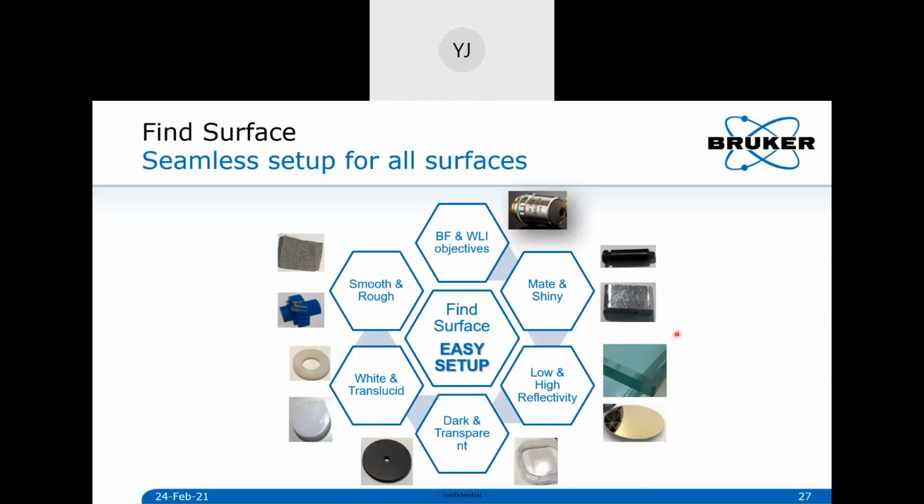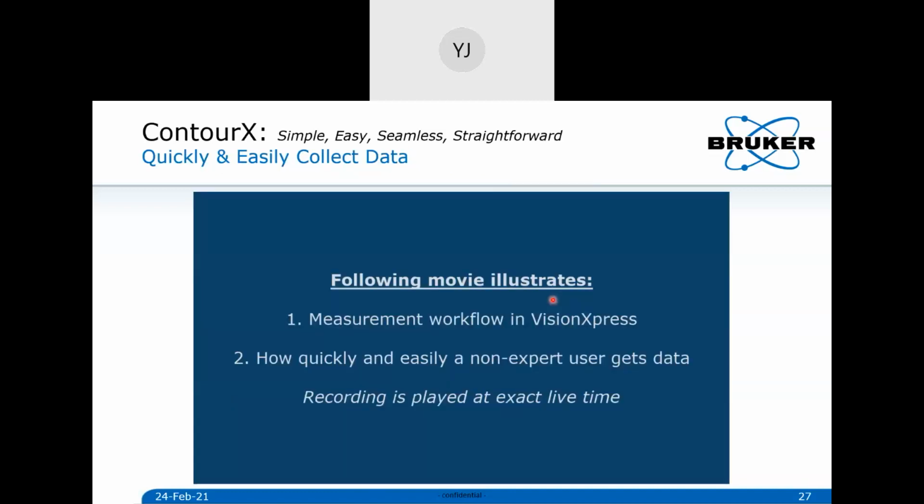We can capture all this on the fine surface, or the autofocus will seamlessly work for every surface that you have. So you put your sample there, bring it to a safe distance, and then start the measurement. So this is just another short video to show you how simple the measurement is. So you can see the workflow. So even a non-expert can get the data.